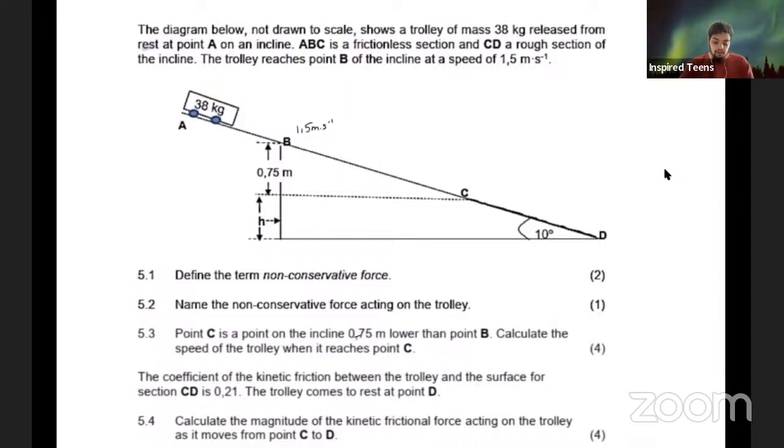Okay, the diagram below, not drawn to scale, shows a trolley of mass 38 kg released from rest at point A on an incline. ABC is a frictionless section and CD is a rough section of the incline. The trolley reaches point B of the incline at a speed of 1.5 meters per second.